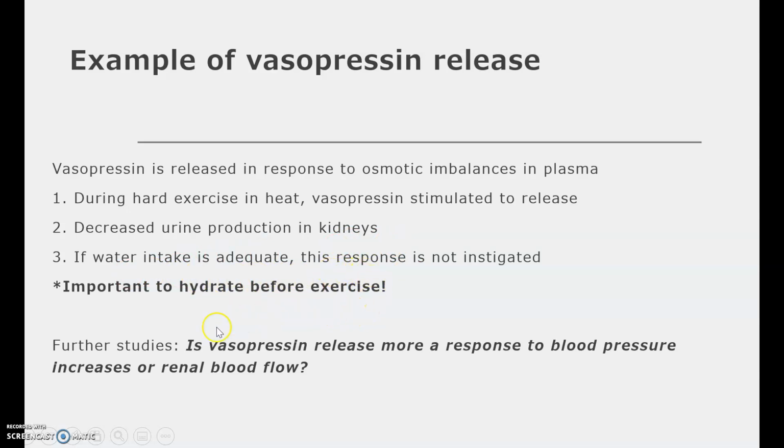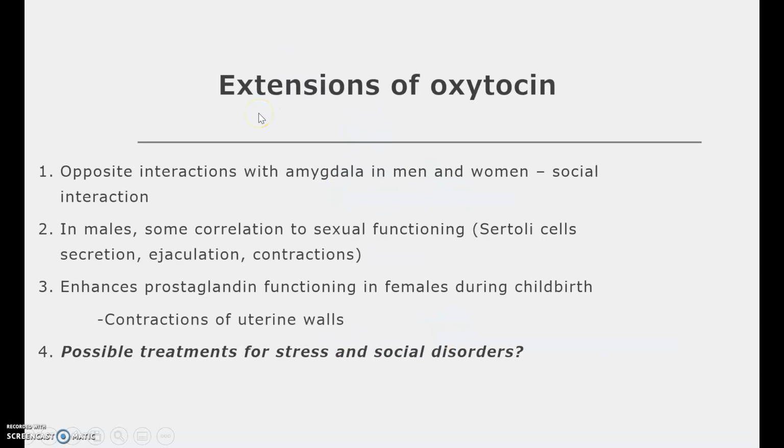But other studies are interested in thinking of this as more of a response to your blood pressure increasing or decreasing in this case when you're sweating so much, or is it due more to the renal blood flow, so the blood flow supplied to the kidneys? So there's a lot of different trains of thought on which actually instigates this response. You know, when we're talking about these sort of automatic responses that the hypothalamus is instigating, it's really hard to pinpoint any one thing that triggers the release of these hormones.